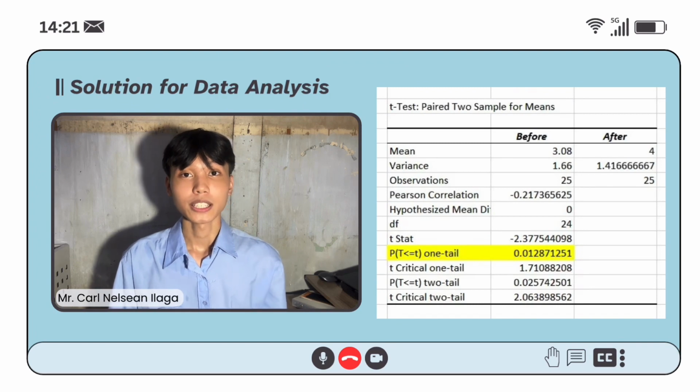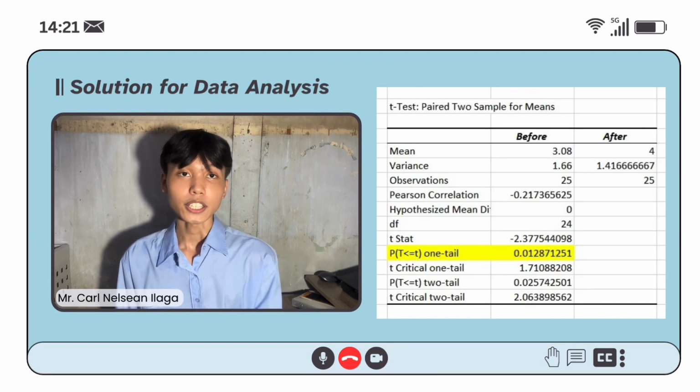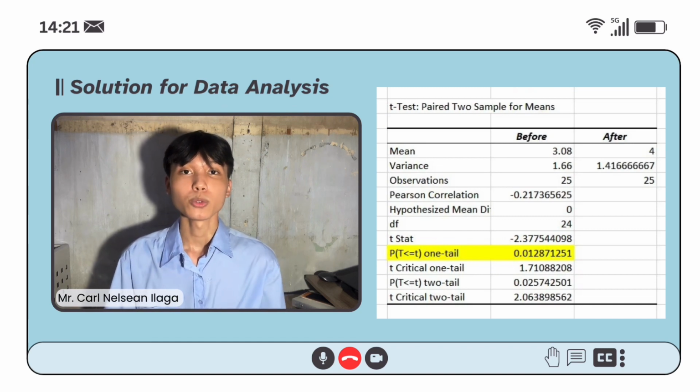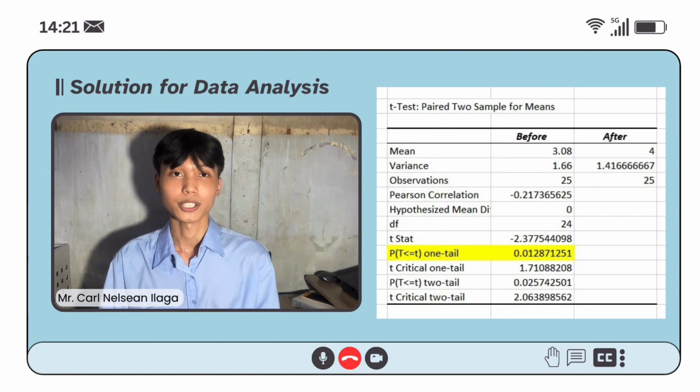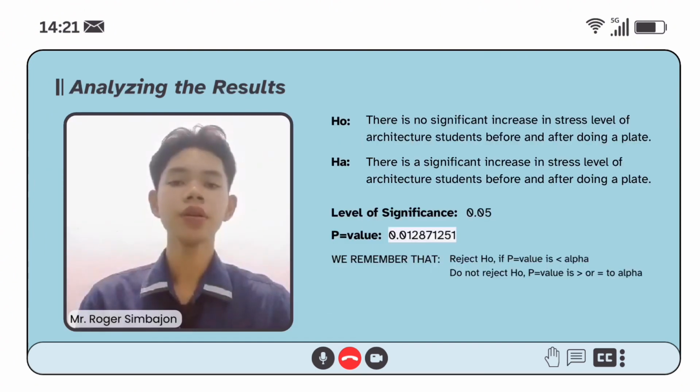Now that we have provided the needed data in accordance to the stress level of the architecture students before and after doing a plate, it is time to analyze the results to come up with a decision and conclusion. In analyzing the result, it is important to gather necessary data to come up with a decision and conclusion. We remember that the null hypothesis should be rejected if the p-value is less than the level of significance. Otherwise, it should not be rejected if it is greater than or equal.